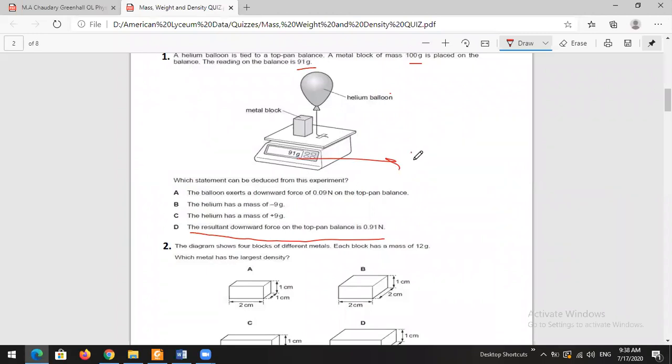So if we convert this mass into weight, W is equal to mg. So what is m here? 91 gram. It can be converted into kgs by dividing it by 1000, so it will be 0.091 kgs. Now put this value, 0.091 multiplied by 10. So you can see here this will be 0.91 newtons. So that is why option D is correct here.